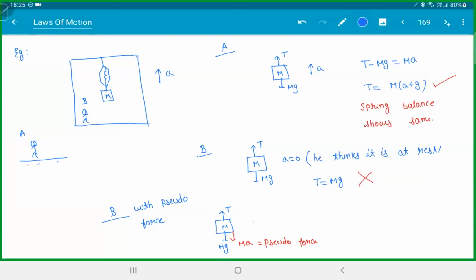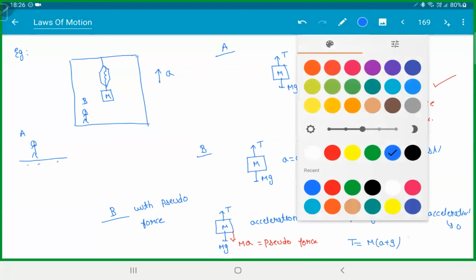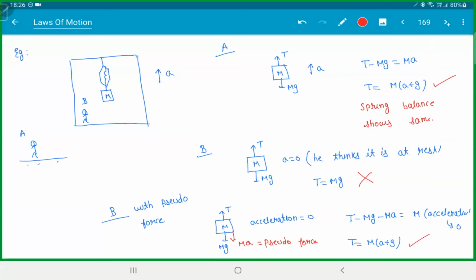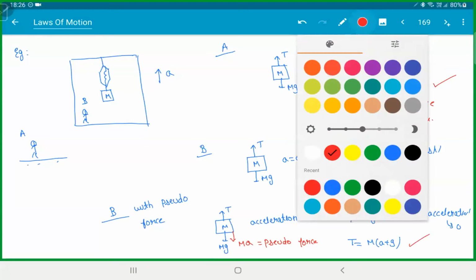And what about the acceleration of the block? It is still 0. He will still say block is not moving. Are you getting it? He will still say the block is not moving, which is true actually. In his frame, the block is not moving. Now, if you write the forces, T minus mg minus ma is equal to mass into acceleration, which is 0. He gets tension is equal to m into a plus g. Suddenly, the equations start becoming right. So this is without pseudo force, and this is with pseudo force.